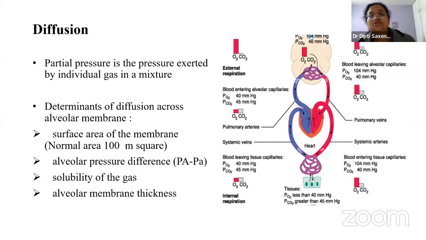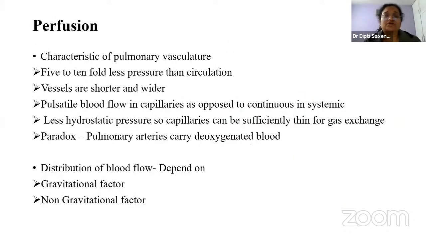Now, this diagram shows the partial pressure of oxygen and carbon dioxide at various levels. We can see here that the blood entering the alveolar capillaries actually has a PaO2 of 104, while when this blood reaches the level of tissue, oxygen is given and carbon dioxide is picked up. So the oxygen content decreases. Hence, the PO2 is about 40 mmHg in veins, and PCO2 is 45 mmHg. This phenomenon is just reversed in the lungs again. So we have covered a few important aspects of diffusion. I hope it is clear to you.